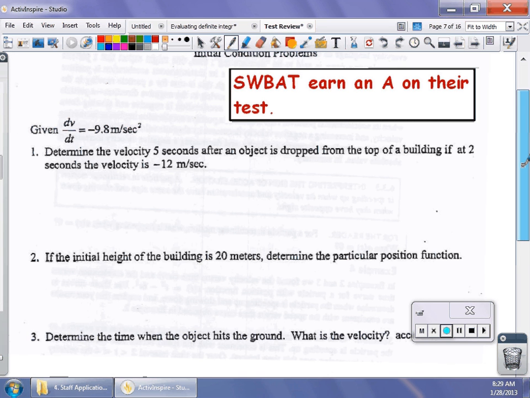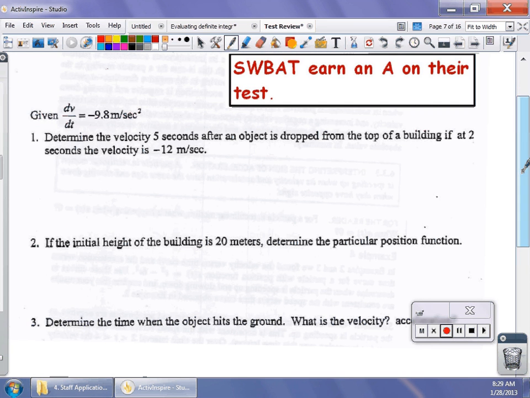This is an initial condition problem. An initial condition problem is one in which, for example, in this case, if we want to determine the velocity at 5 seconds, we have the acceleration given. dv/dt is acceleration. I think this might be in your packet. So we're going to need to find the antiderivative of a of t dt. We can just find the general antiderivative. We're finding the antiderivative of acceleration because that's what was given.